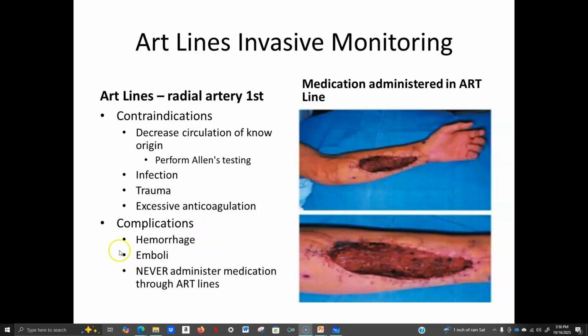Complications are huge. Hemorrhage, emboli, and then of course we've talked about never administer medications through the art line. And then we can see here that this person unfortunately had a medication that was administered through the art line and it infiltrated. And since most medications that we give are battery acid, as far as continuous or IV piggybacks, you can see that we caused a lot of damage to that person's arm. Not we, this is from Google.